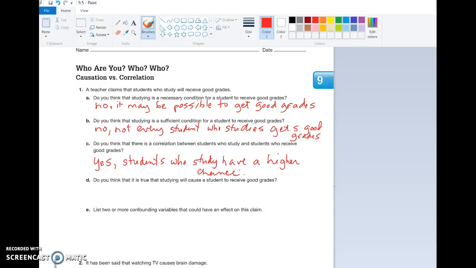Well, while the students who study have a higher chance of getting good grades, it doesn't actually cause them to get good grades, does it? So, no. Studying helps, but it doesn't cause it.